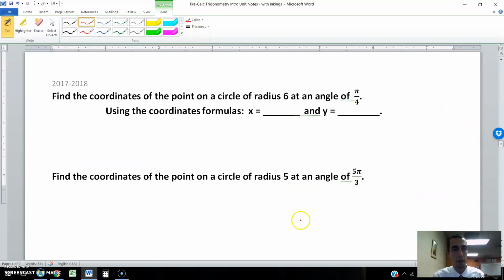Next up, we want to find the coordinates of the point on the circle, which has a radius of 6 and an angle of pi over 4. So since we want to find the coordinates, we can use those coordinate formulas from earlier. x equals r times cosine theta, and y equals r times sine of theta. Now, pi over 4 is 45 degrees. So I want to know, first off, what is the cosine of 45 degrees?